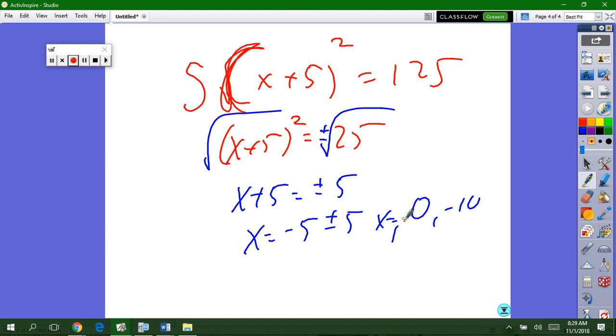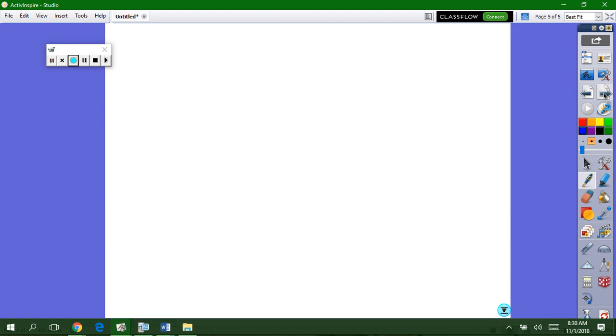Okay? So let's go on to kind of what we're studying today. This is still stuff we're studying, but completing the square, right? So let's go here. X squared plus 6x plus 9 equals 16.